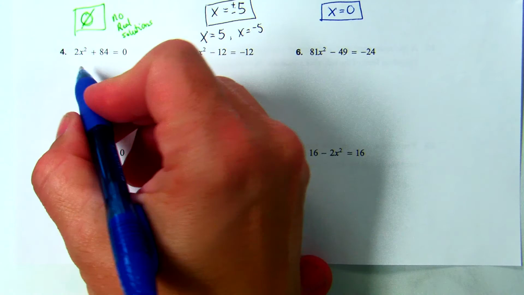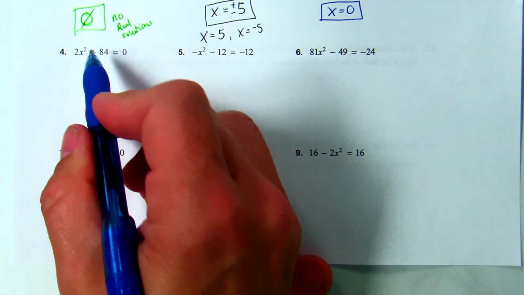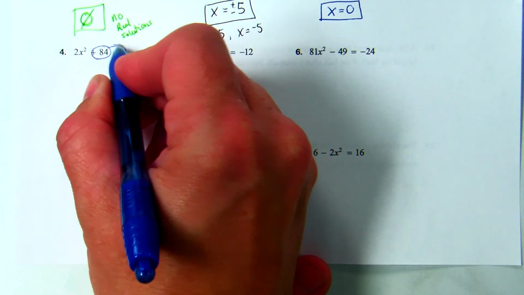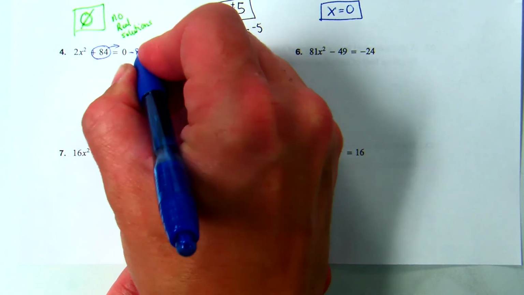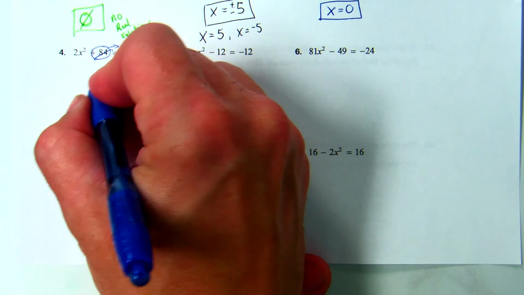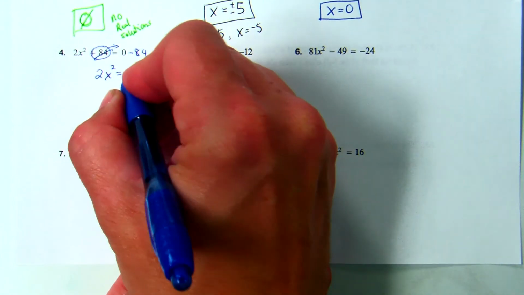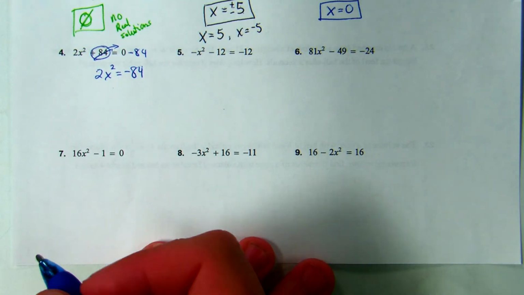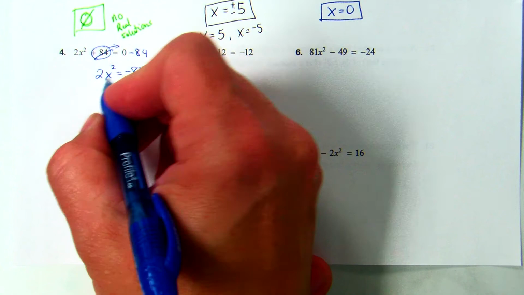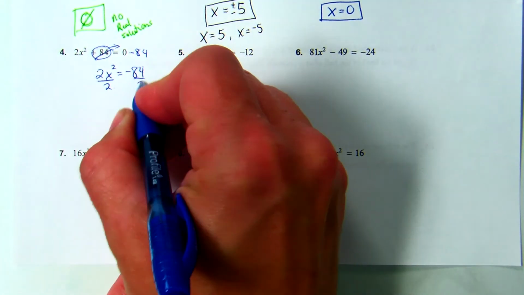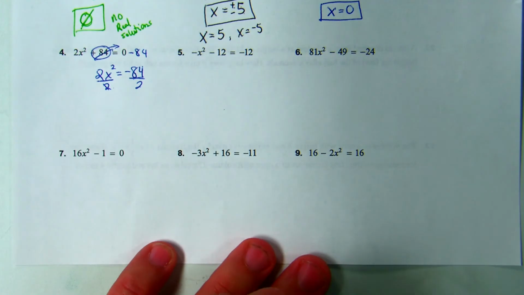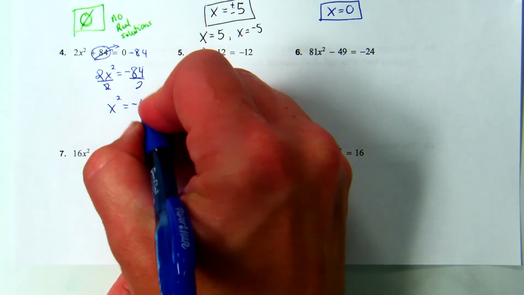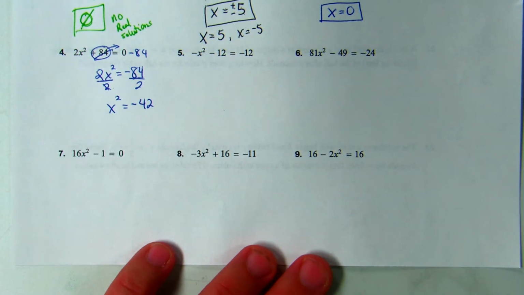All right, so this one we've got 2x squared plus 84. We need to get the x squared by itself. First, we need to move the 84 across, which means we're going to subtract 84 from both sides. So we'll have 2x squared equals a negative 84. Then we need to isolate this x squared even further. We need to divide by 2 on both sides. The 2's will cancel out to be a 1, and so x squared is going to equal a negative 42. And here's where we look at our rules again.